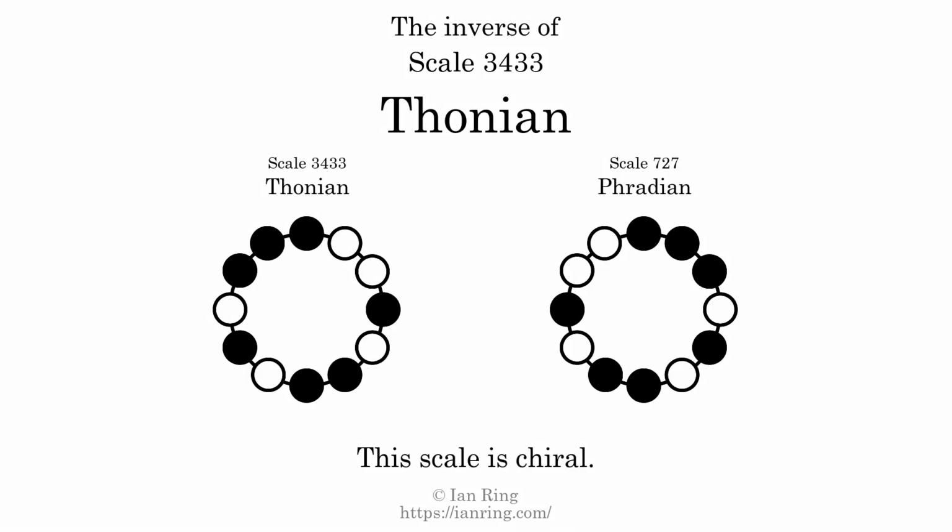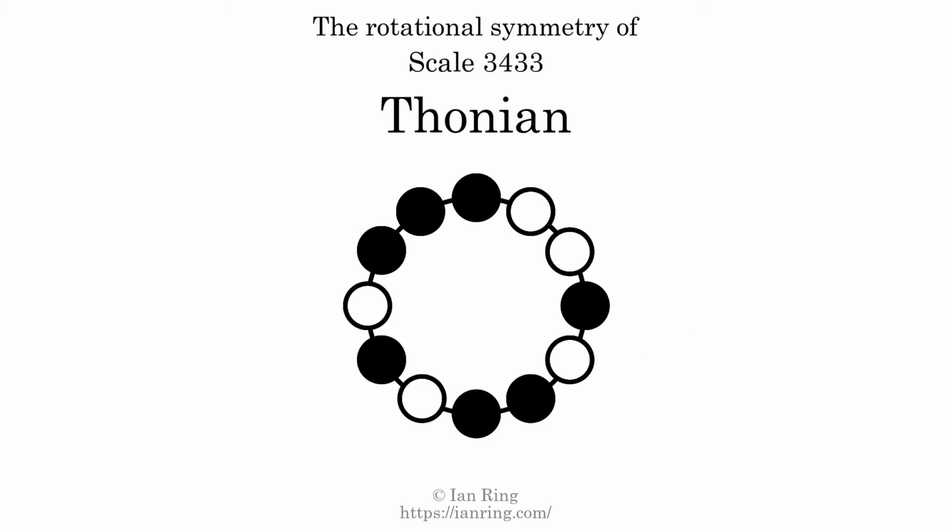The inverse of a scale is a mirror image. It is what you get when the sequence of intervals is reversed. The inverse of this scale is scale 727, also known as Freudian. This scale is chiral. It cannot transform into its inverse by rotational transformation. This scale has no rotational symmetry.